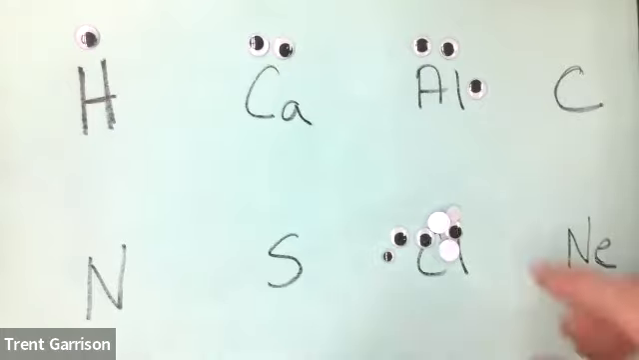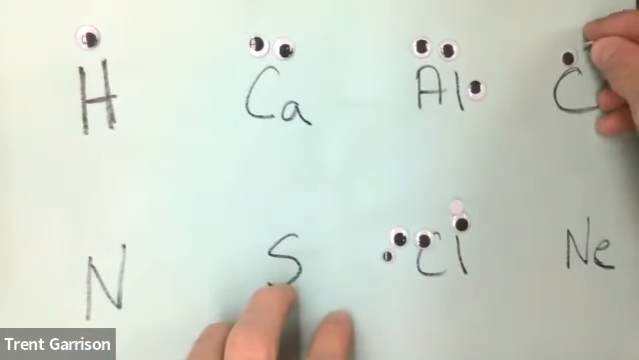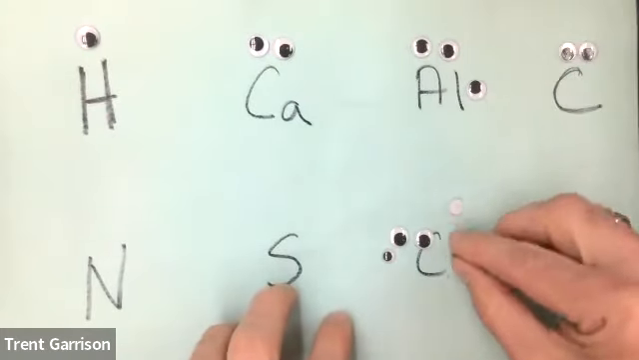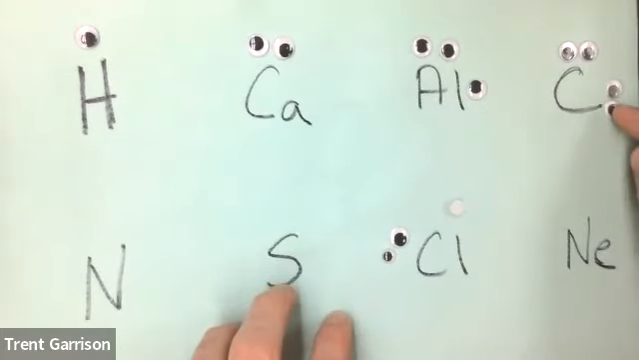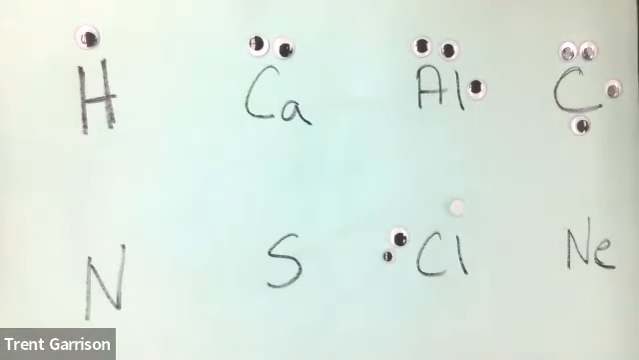Then comes 4 for carbon. So carbon has 1, 2, and now you would think that you would place both of these together, but you will not. You must separate them according to Hund's rule. So 2 at the top and 1 around each one of the sides.